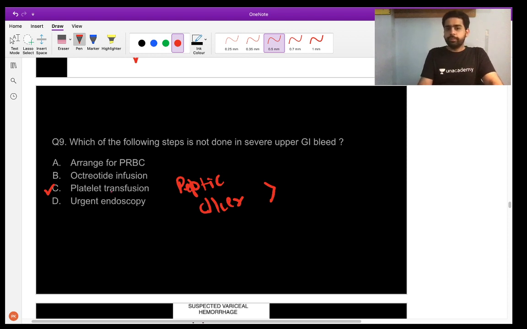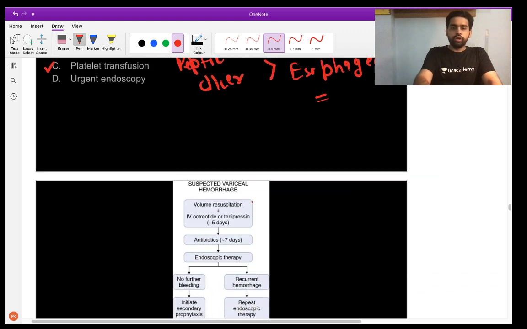So peptic ulcer is the most common cause of upper GI bleed. Understand this. Peptic ulcer is more common as compared to the esophageal varices. Now what happens is esophageal varices sounds very attractive, so students tend to mark this, right? This was the question which was asked when I attempted my NEET. It's a very simple question, but please don't get confused in this, okay? So peptic ulcer is the most important cause of upper GI bleed.